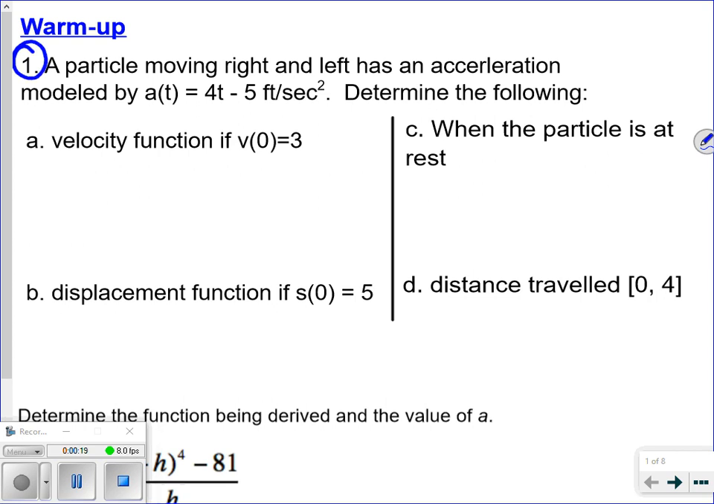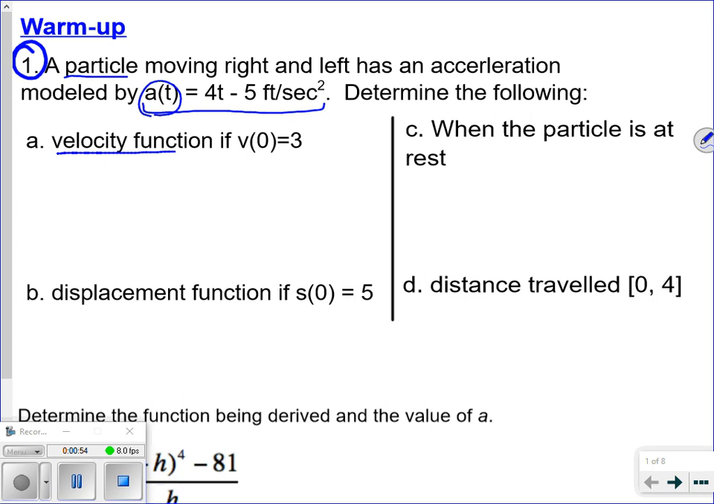Especially number 1. Number 1 is something you could probably do on your own, but something I wanted to talk about in terms of intervals, okay? So it's a particle in motion question. It says we have a particle moving right and left. It has an acceleration modeled by 4t minus 5 feet per second squared. So this is a different setup. Usually I'm giving you s of t and you have to work your way down to a of t. Now I'm giving you a of t and you're having to work yourself backwards. So that's integrals, right? Okay.